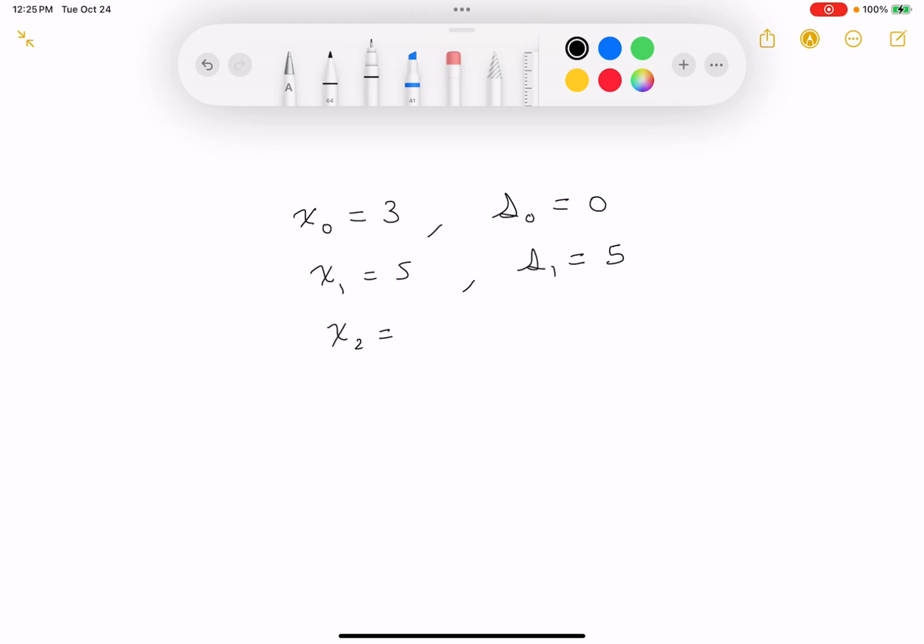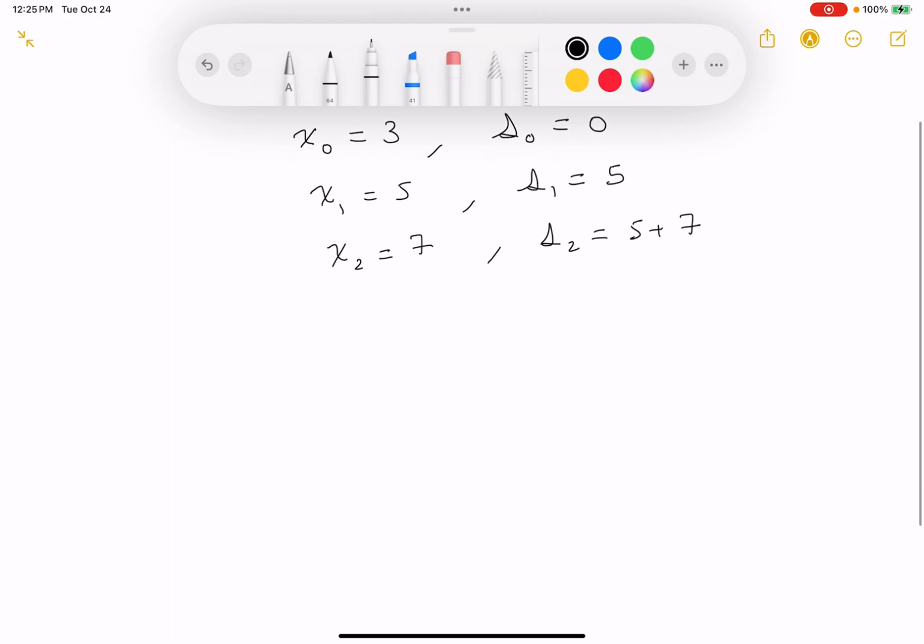x2 increases by 2, you get 7. And then s2 would be 5 plus 7. All right? And if I keep doing this, like x3, there's going to be someplace it stops. It's not an infinite loop. It's going to stop somewhere, 9. And then s3 is equal to 5 plus 7 plus 9. And what's nice about this, at least for the x's, is that it's arithmetic.